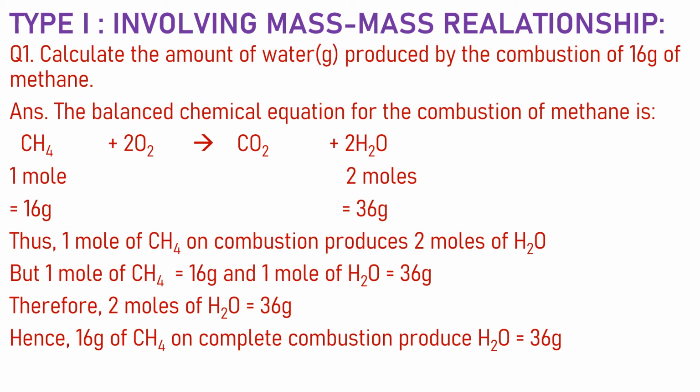So now we have to calculate the amount of water. How are we able to calculate? From the given equation we can see that 1 mole of CH4 on combustion produces 2 moles of water. 1 mole of methane is equal to 16 gram, that is the molar mass of CH4, and 2 moles of H2O is equal to 36 gram. Why? Because the molar mass of H2O is 18, so 2 into 18 gives us 36 grams. Therefore we know that 2 moles of H2O is equal to 36 gram.